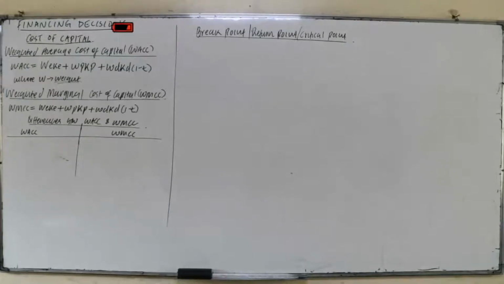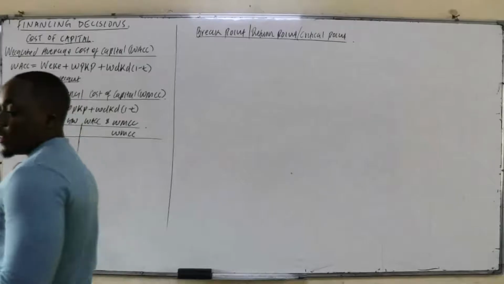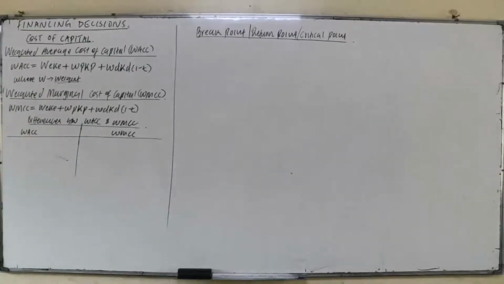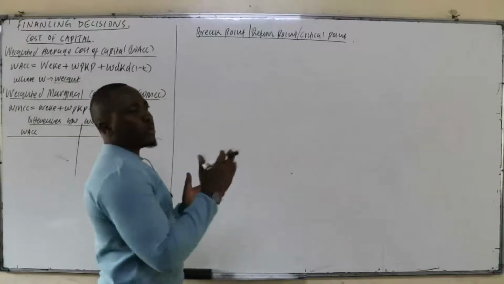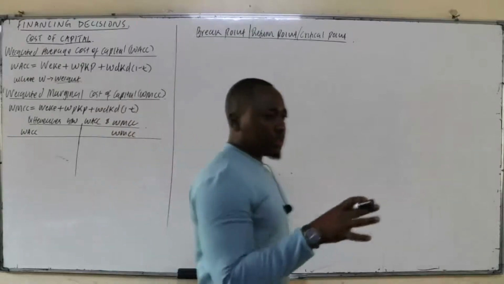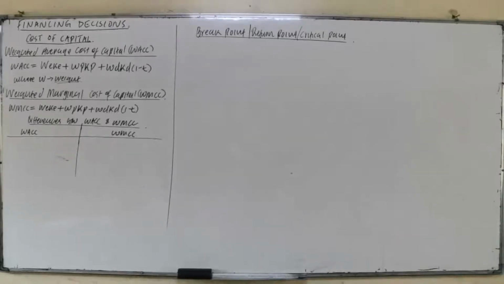That's what we call the breakpoint. Breakpoint is a point whereby a given source of capital is exhausted or finished, and the investor opts to use the next expensive source of capital.